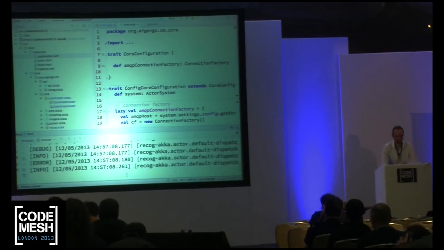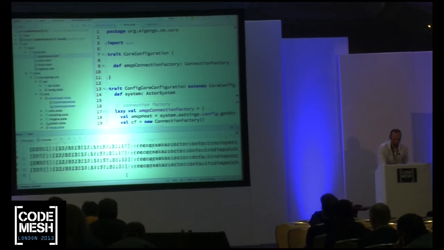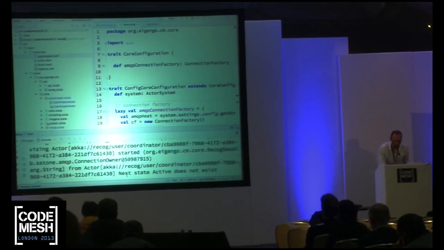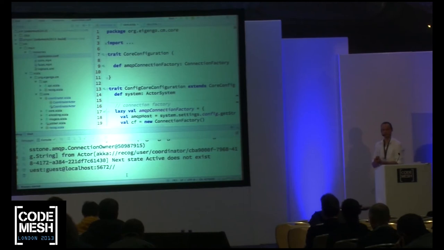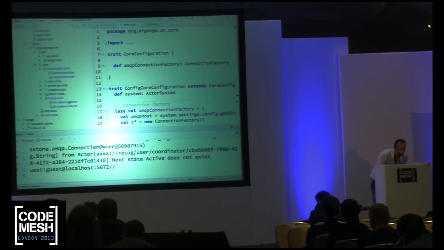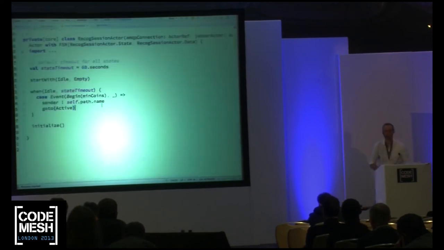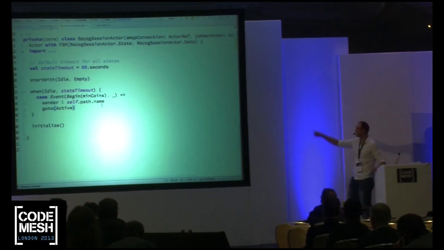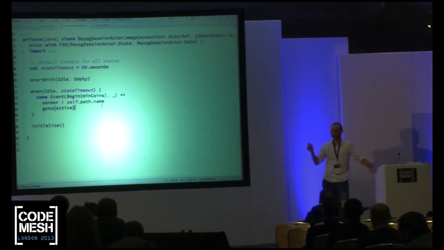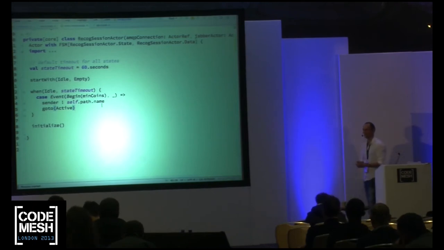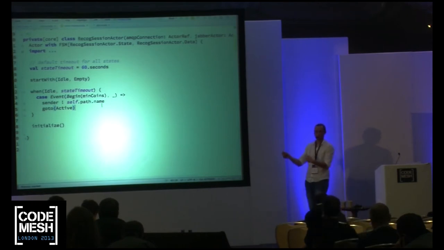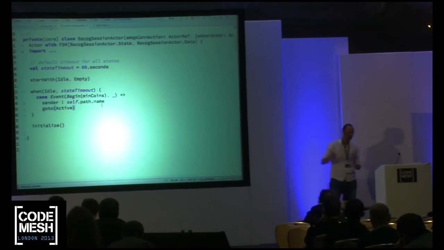Well, not really, right? We get some sort of error. Coordinator, next state active does not exist. That's the first problem. And second problem, if you look here in our record session actor, we replied to whoever sent us a message with the name that we were given. But we don't see it, right? This is slightly awkward. So we began a session, and when I communicate with that session, I would like to know its ID. But it's not there, so what can we possibly do?